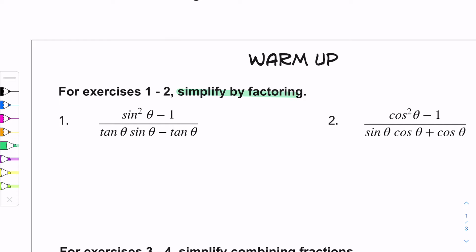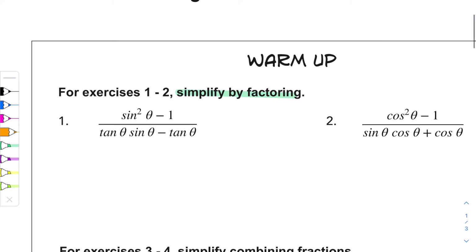Number one is sine of theta squared minus 1 divided by tan of theta times sine of theta minus tangent of theta. So before I factor anything here, let's just recall that you can replace your trig values with a variable if you want to. So the numerator of this fraction we could replace with x squared minus 1. And at that point, you think to yourself, what two factors multiply to -1 and add to 0? And this would factor to x plus 1 times x minus 1.